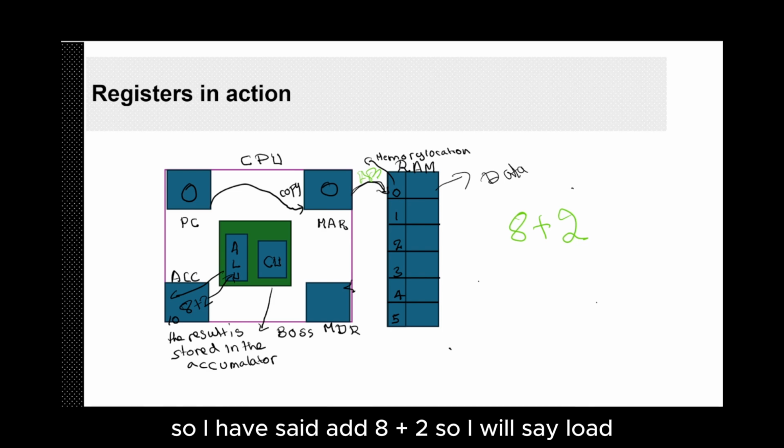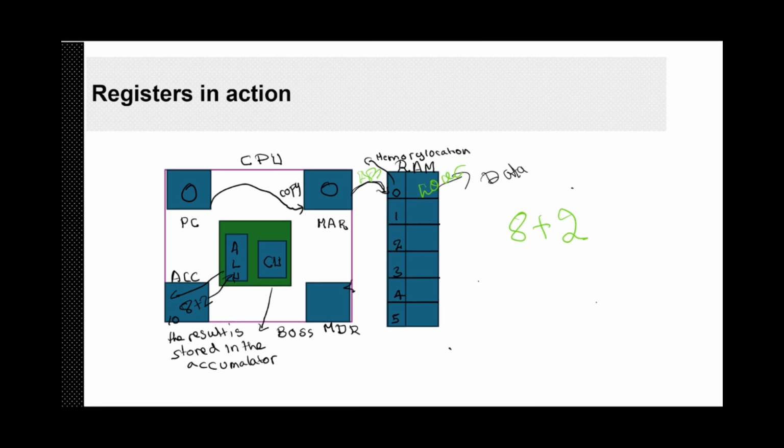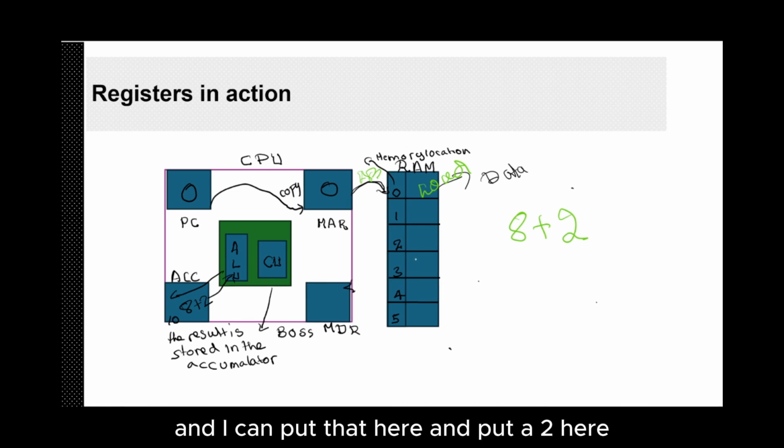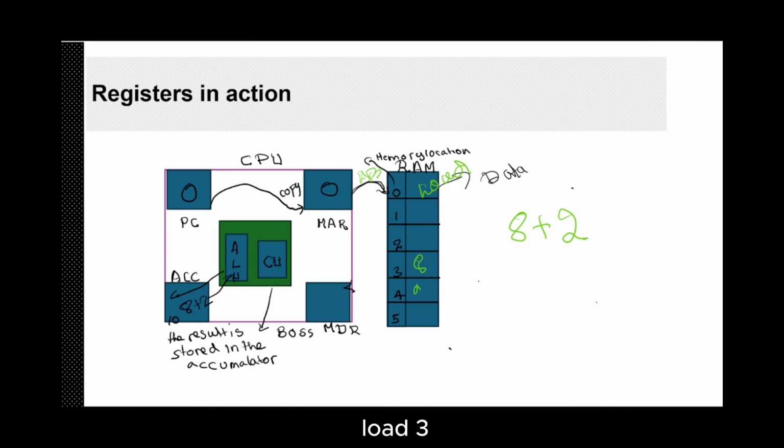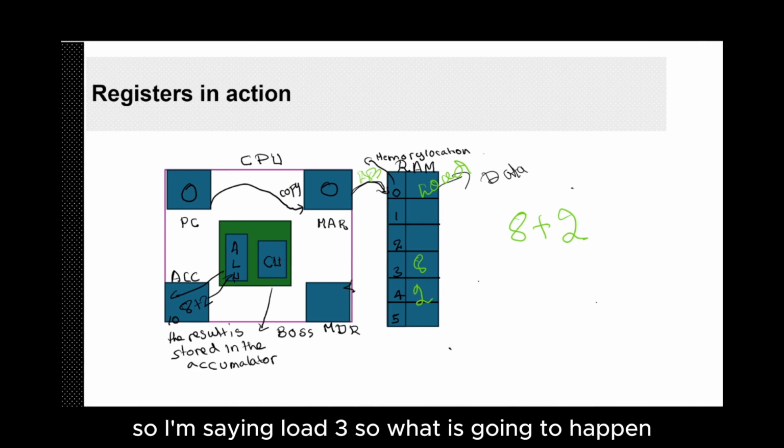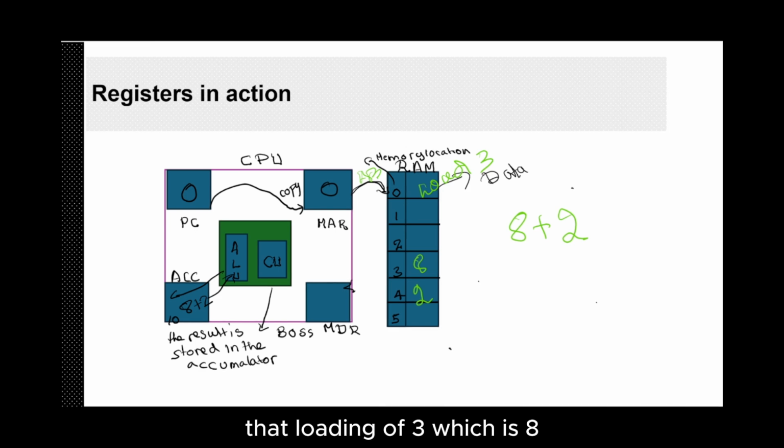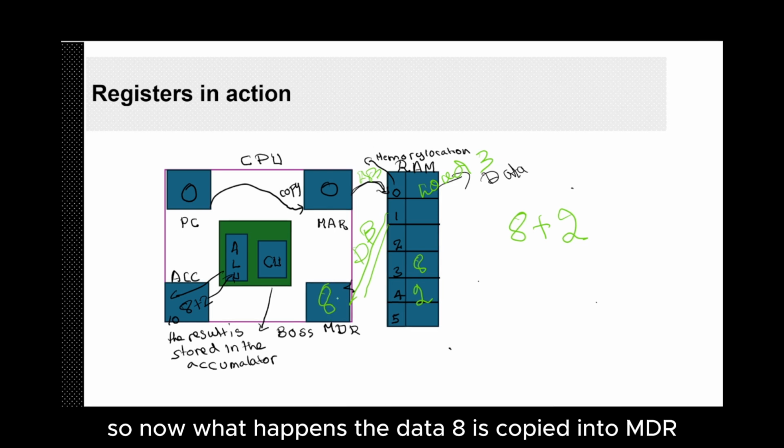So I will say load 3. What is going to happen? That loading of 3, which is 8, will be copied via our data bus. Now, why is it called the data bus? Because it is carrying your data. It will be carried by the data bus and copied into MDR. So now the data 8 is copied into MDR.